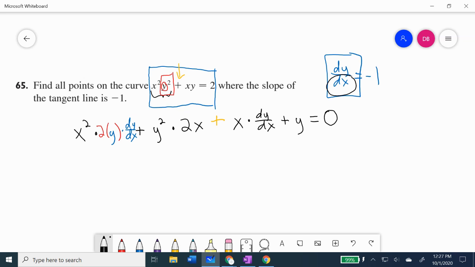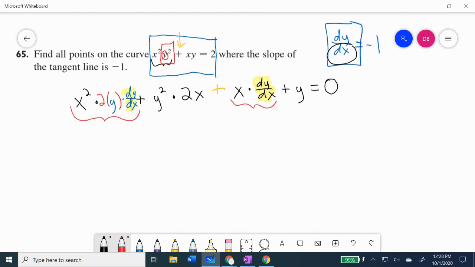Now I need to isolate my dy dx. So I need to look at where do I have dy dx. And I can see that this dy dx is multiplying by all that stuff. This dy dx is multiplying by the x. And I can do a separate and divide. So I'm going to keep these dy dx's on the side I have them on. That means I have a 2 times x squared times y times the dy dx plus x times the dy dx. So I'm factoring that out.